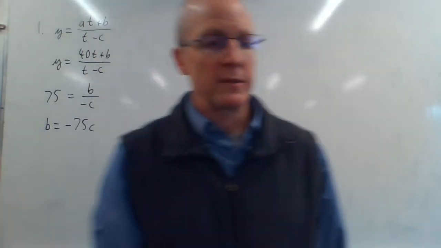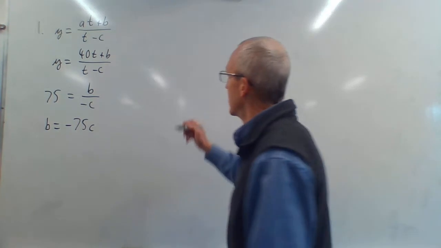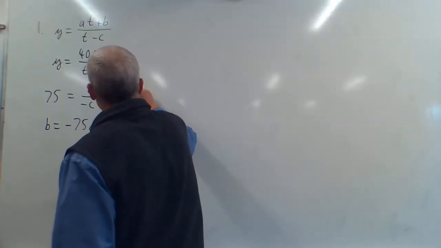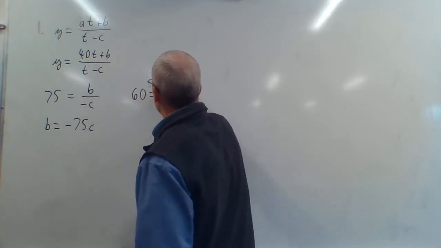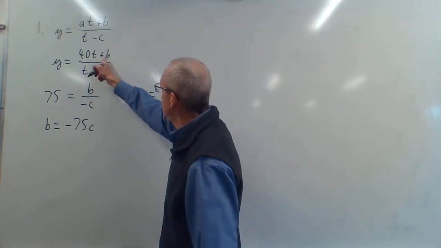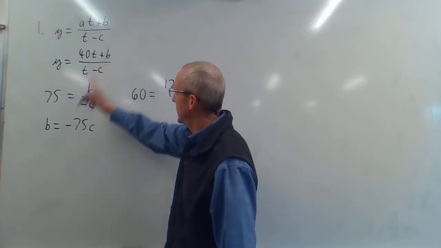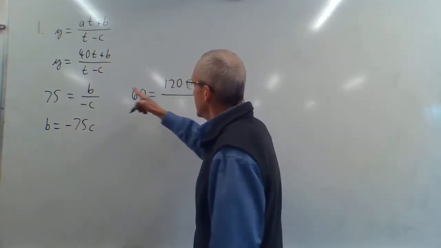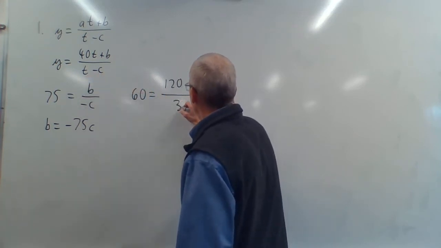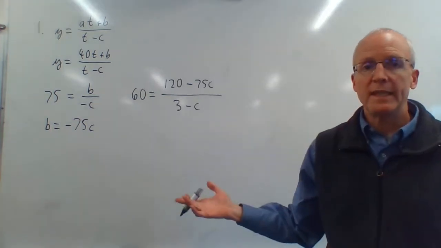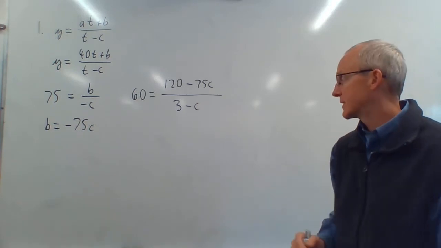So if we know C, we can find B. We use the other data point to find C. I said in 3 hours, they had a temperature of 60 degrees. So 60 in 3 hours: 3 times 40 is 120, plus B. B is negative 75C, which we already figured out, so I can put negative 75C in there. T is 3, so we have 3 minus C in the bottom. So all we have is C. We can figure out C, then find B, and then we know what our function is.